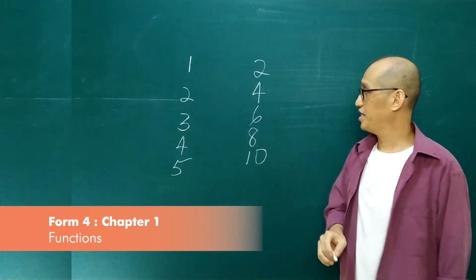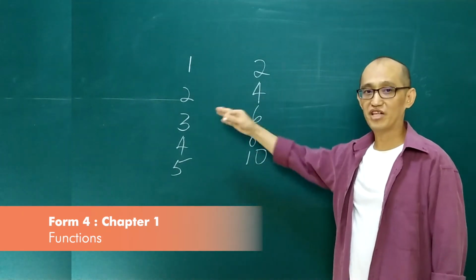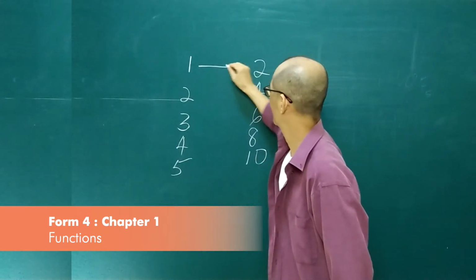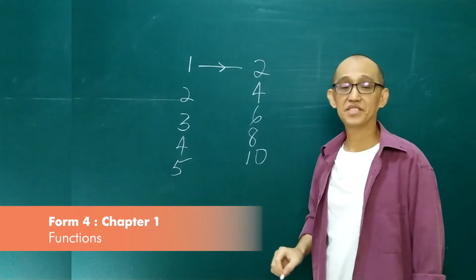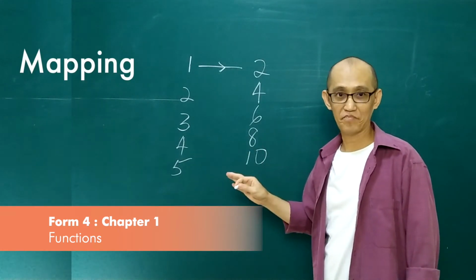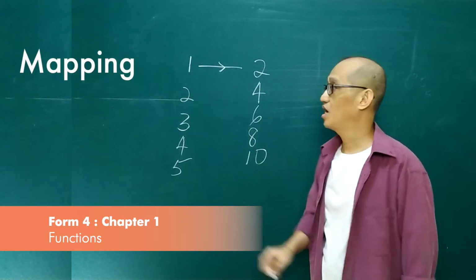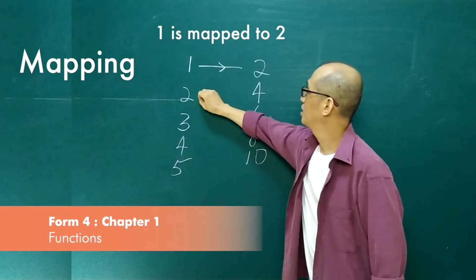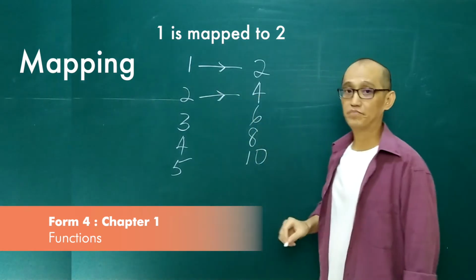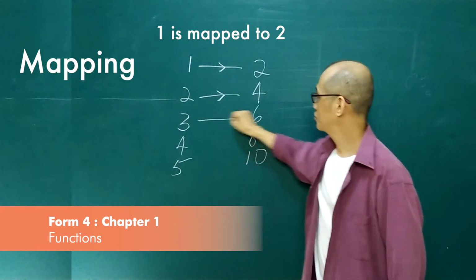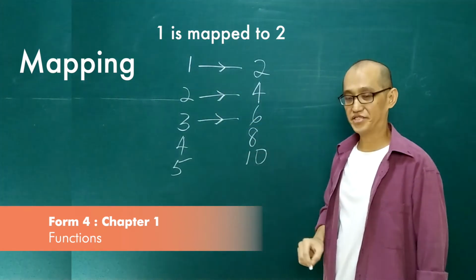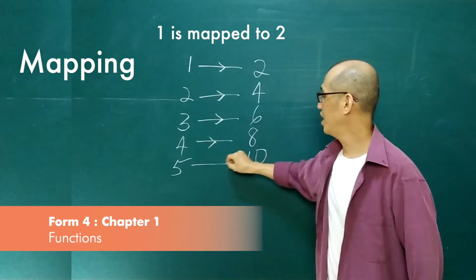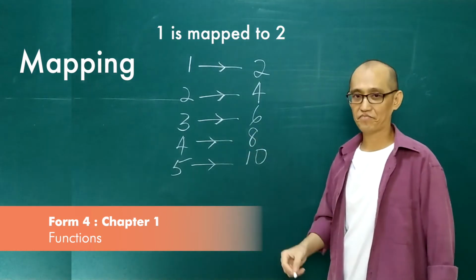Right, so here, to show the relationship between these two quantities, we draw an arrow. And this is called mapping. We say that 1 is mapped to 2. 2 is mapped to 4. 3 is mapped to 6. 4 is mapped to 8. And 5 is mapped to 10.